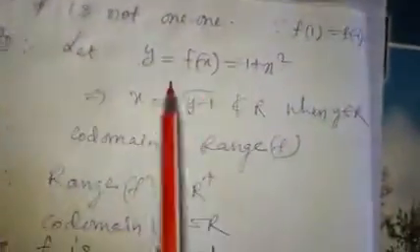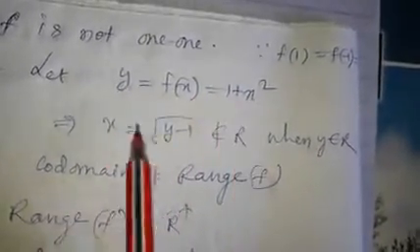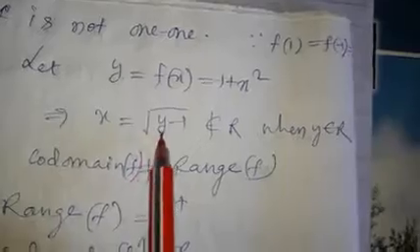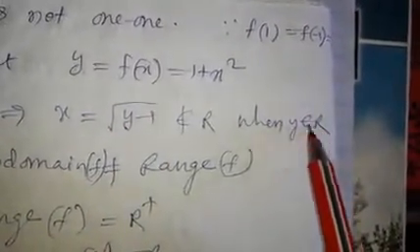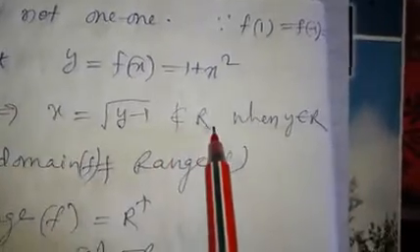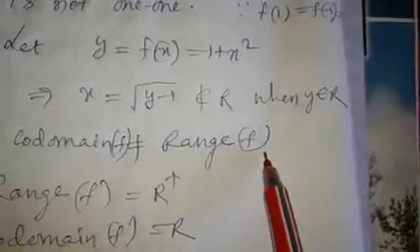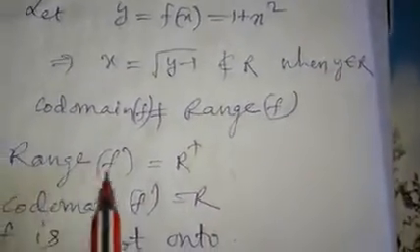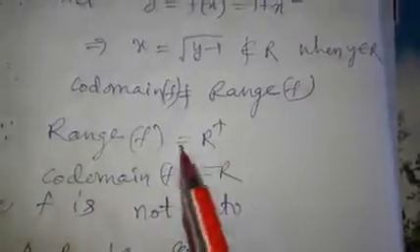Now, onto. Let y is equal to f of x is equal to 1 plus x square. That implies x is equal to root of (y minus 1). When y belongs to R, x does not belong to R. So, codomain is not equal to range. That means here range is equal to R plus and codomain is equal to R. So, f is not onto.